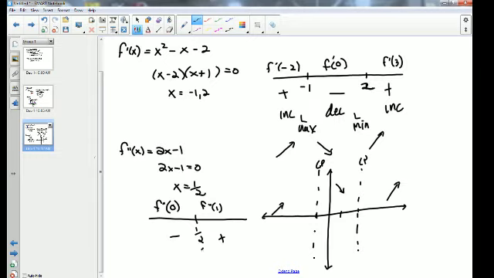All right, so yeah, point of inflection, concave down, concave up, right? Yeah, that's what I was thinking.